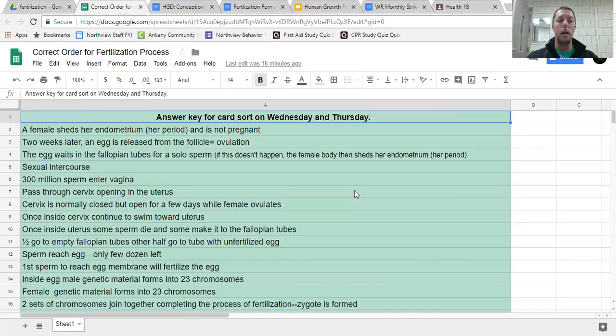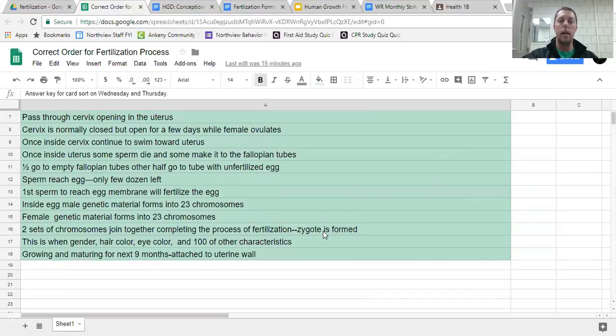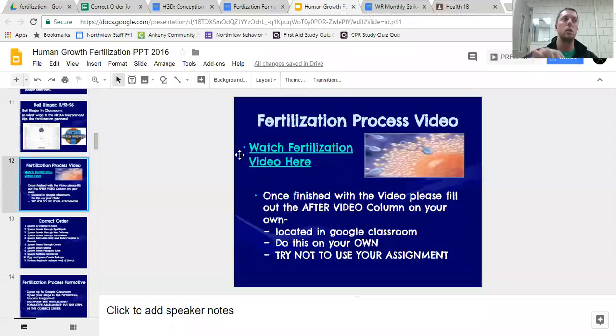Once inside, they swim towards the uterus. Some sperm are going to die. Some are going to hopefully make it to the fallopian tube. Half of them go to one fallopian tube and the other half go to the other, and one of the fallopian tubes has that egg. The sperm release the egg, and there are only a few left. Once the first sperm reaches the egg, it will fertilize it. The egg's genetic material forms into 23 chromosomes, and the male's genetic material forms into 23 chromosomes. The two sets of chromosomes join together, the fertilization process happens, and a zygote is formed. This is when the gender, hair color, and eye color are determined. Then for the next 9 months it grows and attaches to the uterine wall, and after that 9 months, a baby is born. It's a very quick explanation of the fertilization process, but hopefully you have a decent understanding of how it works.